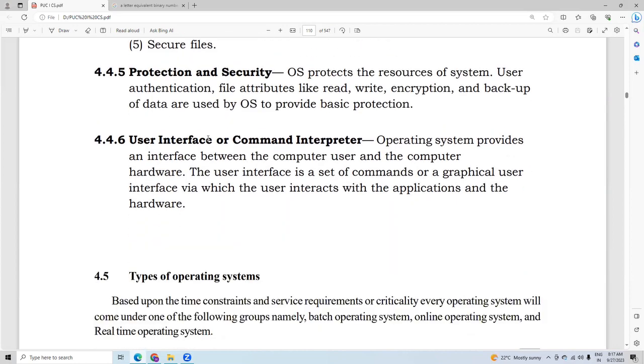For the user interface, a command interpreter will be there, so that between the computer user and the computer hardware, there will be an interface. The user interface is a set of commands or a graphical user interface, like the Windows you are using now, right? That's a user interface or command interpreter. Without this, you will not be able to work with the computer.